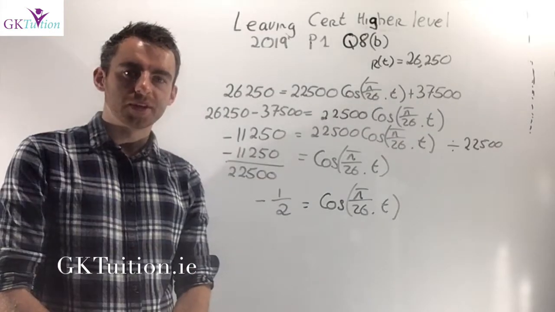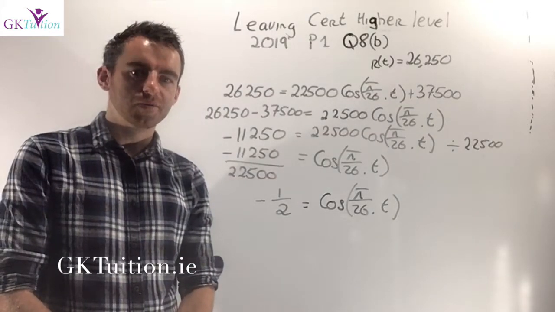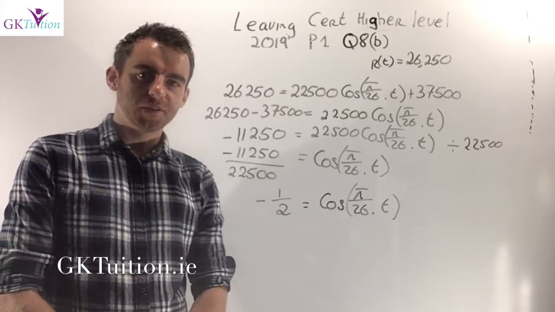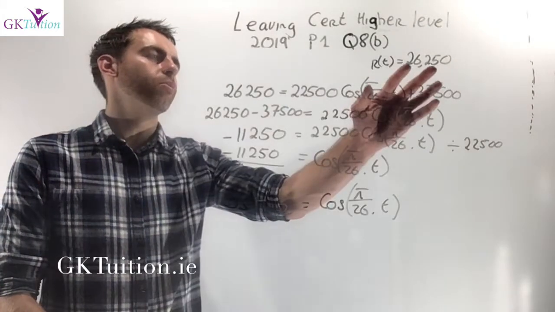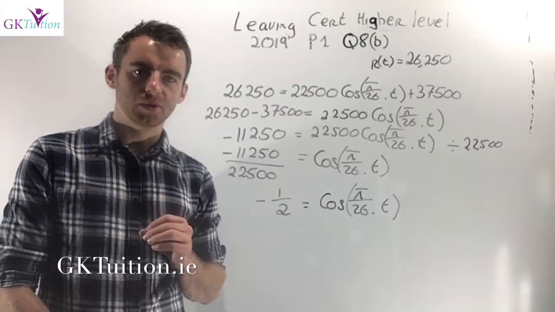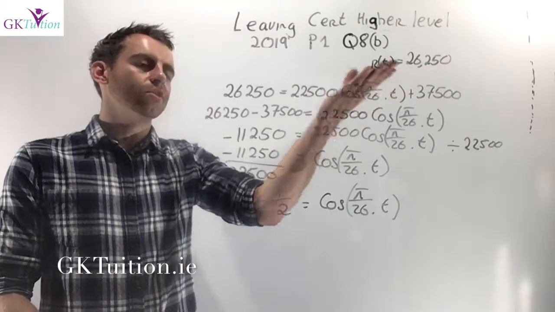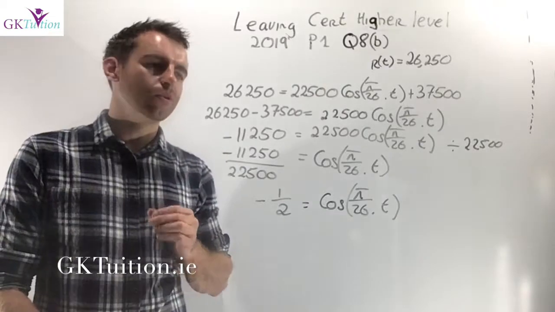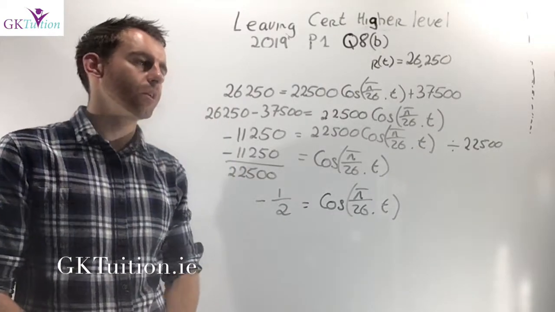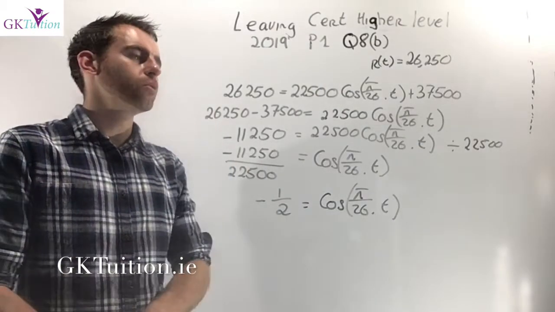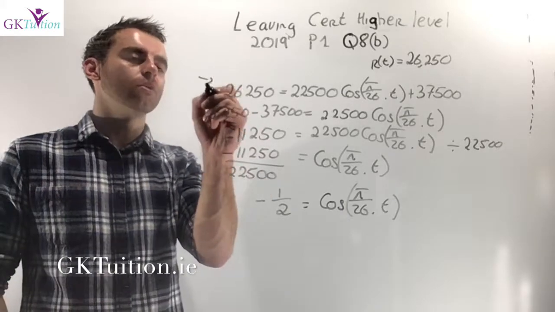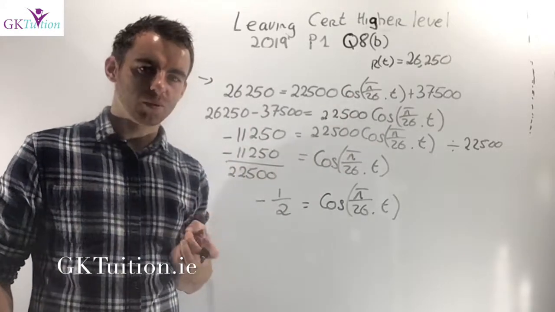For part B of this question, we're asked to find the two values of T within the first 52 weeks for which the company's revenue is 26,250. That's relatively straightforward. It basically means you just sub 26,250 into your original function. And the minute you sub it in, you should realize that the only unknown you have is T, which means I'll be able to work it out.